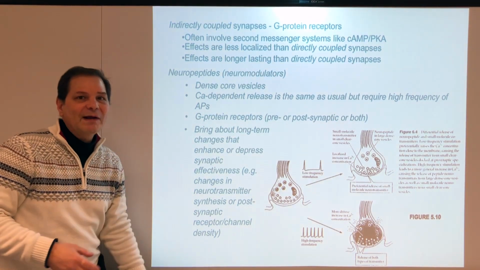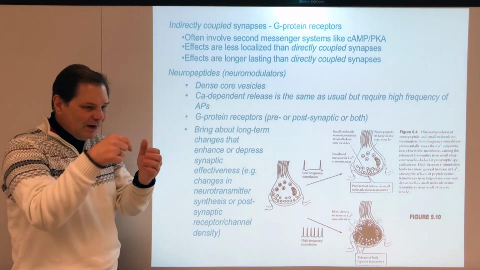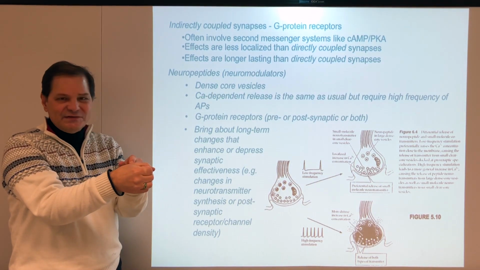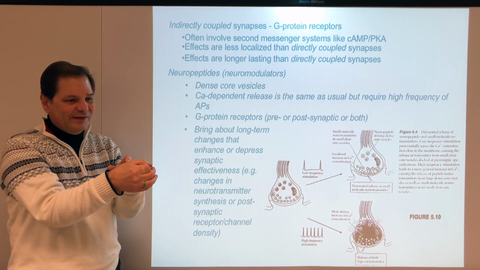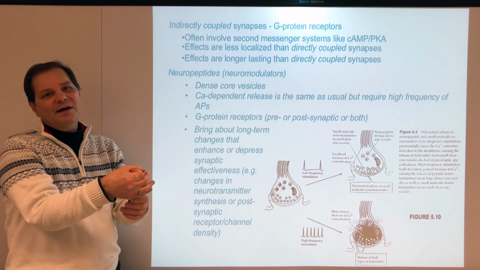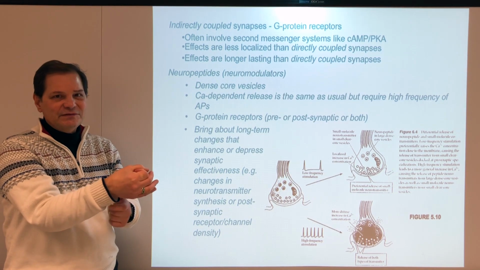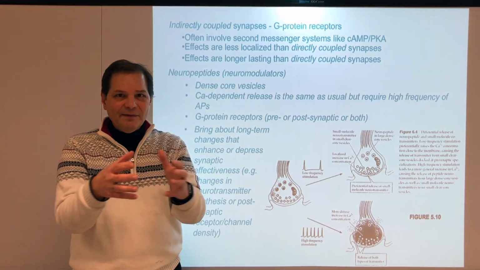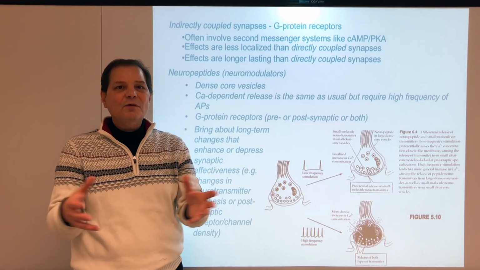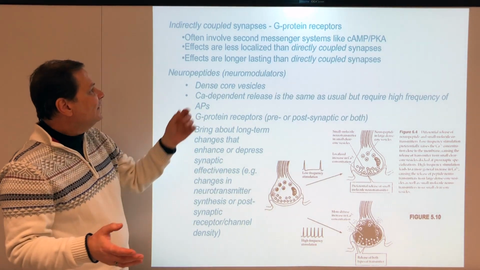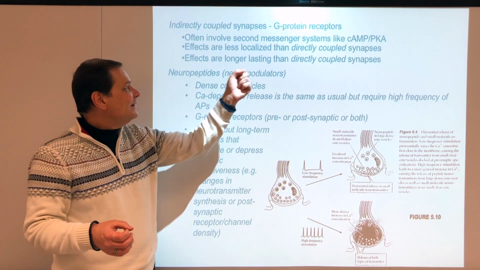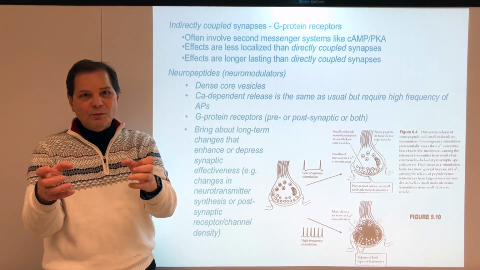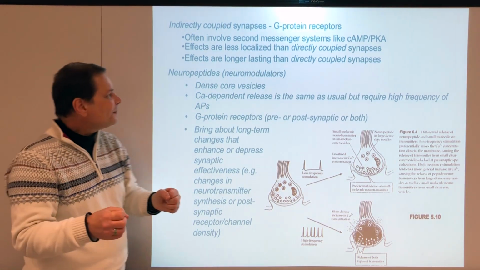So if you're talking about a directly coupled synapse, you're talking about a pretty local event. The neurotransmitter binds the channel right there in the synaptic cleft, and your ion flux changes. In this case, because second messengers diffuse, you get a less localized response, okay? So indirectly coupled synapses tend to have broader, more global effects.